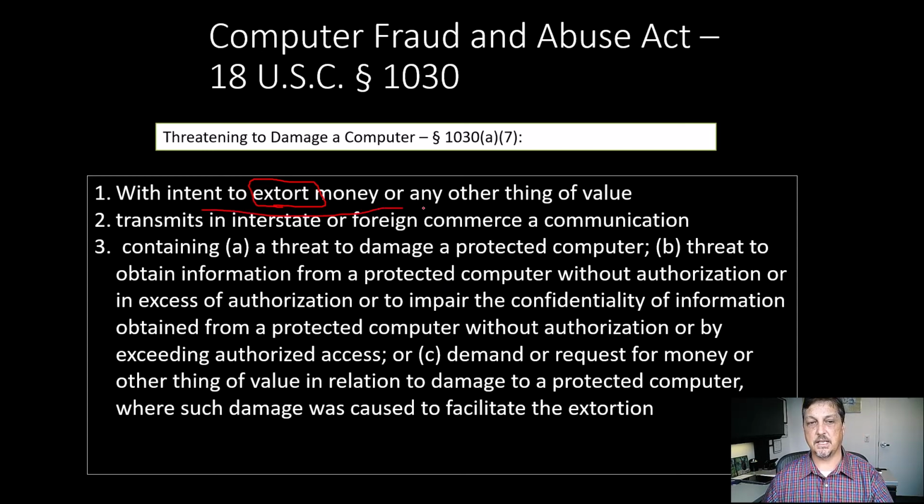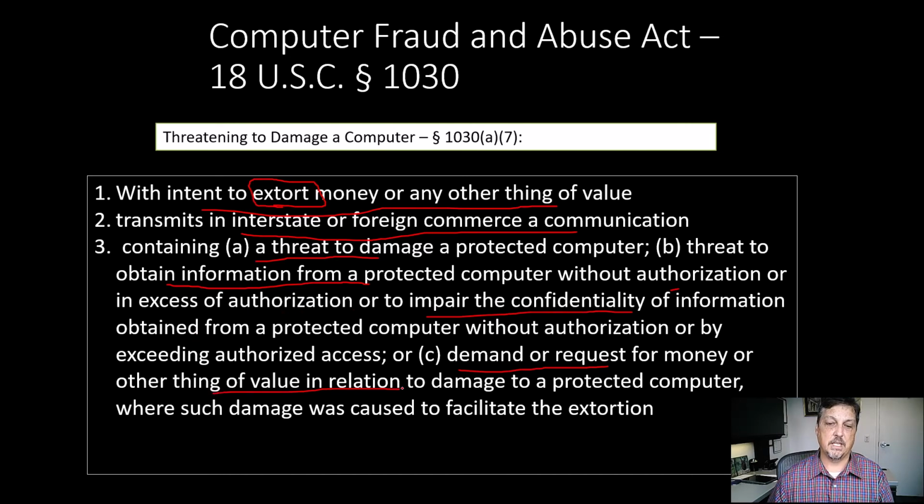So intent to extort money or other thing of value, transmitting a communication through interstate commerce, again, anything on the internet, which contains a threat to damage a computer, a threat to obtain information from a computer without or in excess of authorization, or to impair the confidentiality, or a demand or request for money in relation to damage to a protected computer where the damage was caused to facilitate the extortion. So all of this language covers a lot of things, but the key thing you want to keep in mind that it covers is ransomware.